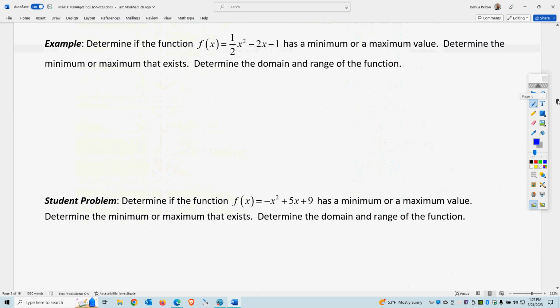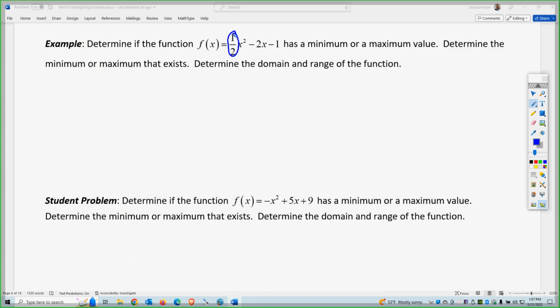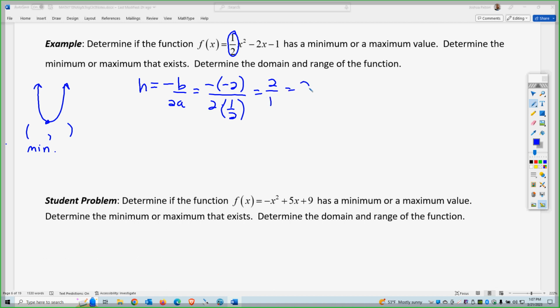Okay, so let's try some of these here. All right, so clearly this is a positive one, right? So therefore this must go up, which means this coordinate is clearly a minimum, right? All right, so we can do this a variety of ways. We can do h equals negative b over 2a. So we have negative 2 over 2 times 1/2. So we have 2 over 1, so essentially 2.